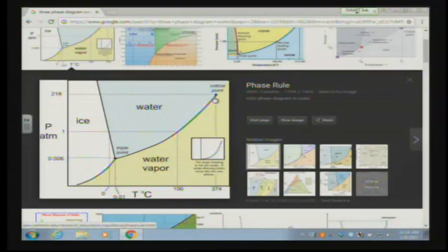The critical point is a point above which, and when I say point, I mean a pressure and temperature, there's no clear demarcation between liquid and vapor. In other words, we don't see a big change in specific volume or a big change in properties of any sort above the critical point.